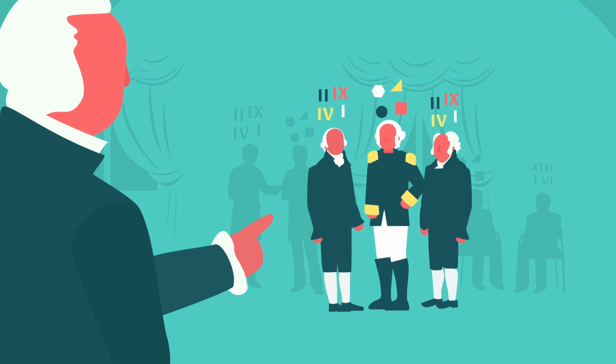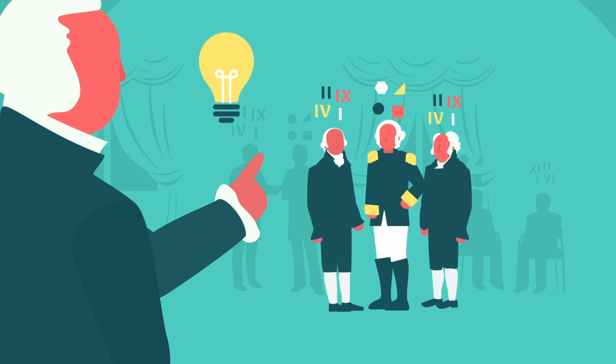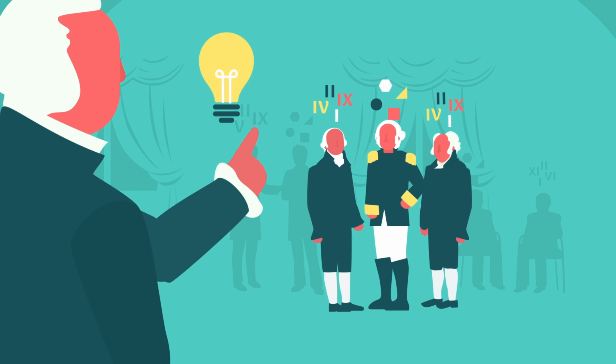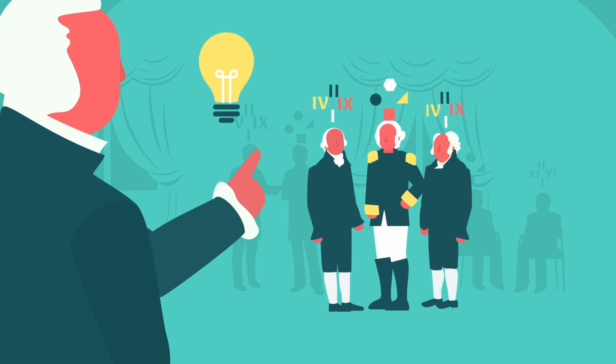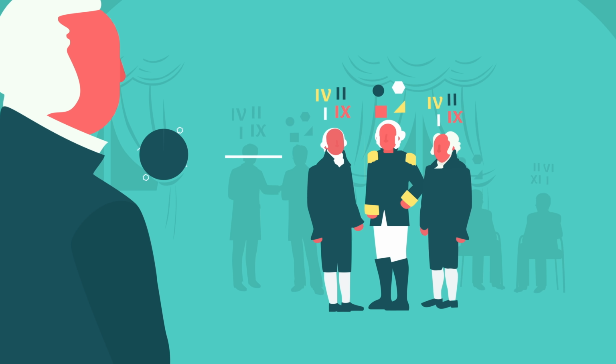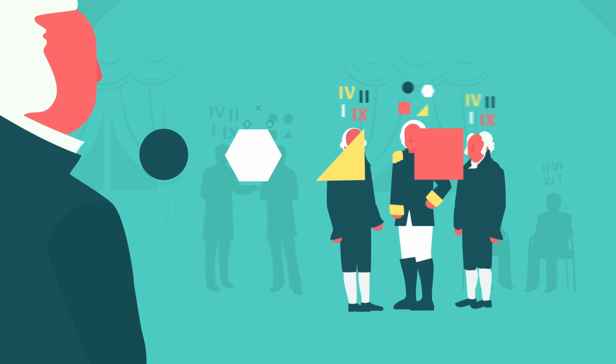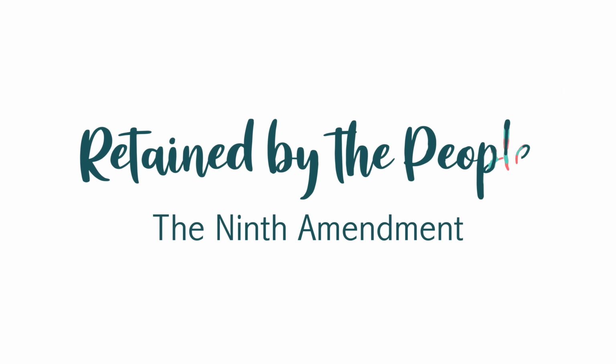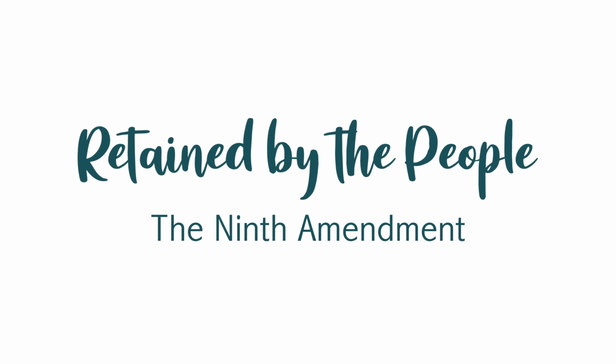And Madison came up with a brilliant solution. He said, well, why don't we just have a rule of construction that says the enumeration of certain rights in the Constitution, for example, in the Bill of Rights, shall not be construed to deny or disparage the existence of others. Very clever. That's what the Ninth Amendment said, and that's its origin.